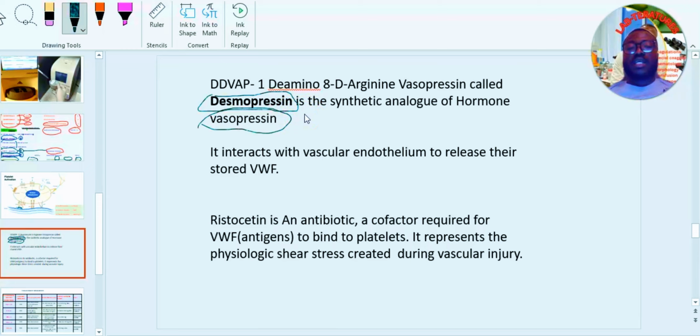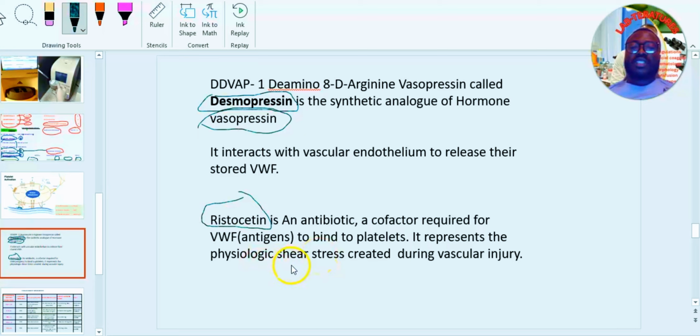Just that it's not all cases that it can solve. So just like I've written here, it interacts with vascular endothelium. And remember ristocetin. Ristocetin is an antibiotic, a cofactor required for von Willebrand factor antigen to bind to platelet. So if you want the von Willebrand factor to bind to platelet, you use this ristocetin as an agonist to trigger that activity. It was previously an antibiotic, which is now used in the lab for this particular purpose.